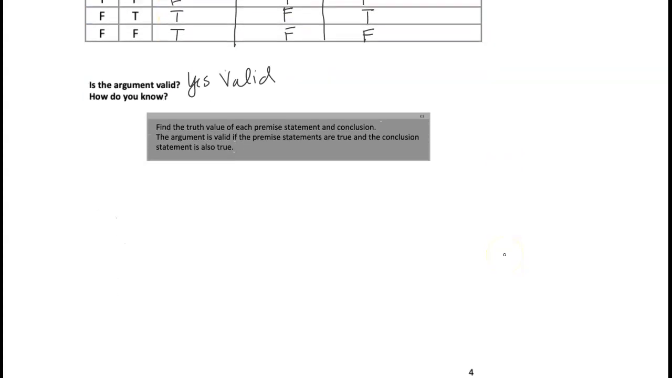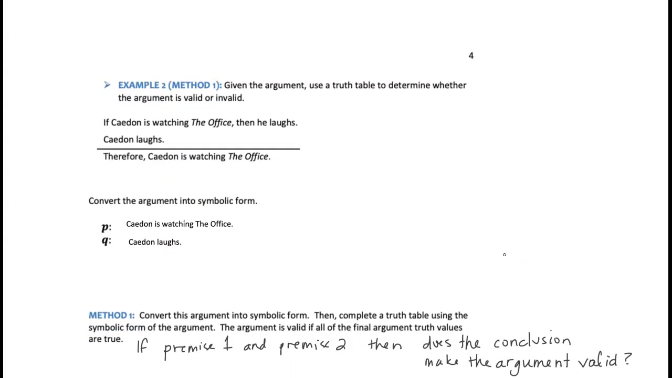Let's try another argument and use both cases. Okay? The second argument: if Caden is watching The Office, then he laughs. And then the second premise statement says Caden laughs. We want to determine if the conclusion, therefore, Caden is watching The Office, makes the argument valid or invalid. Using statement P as Caden's watching The Office and statement Q as Caden laughs, our first premise statement would be if P, then Q.